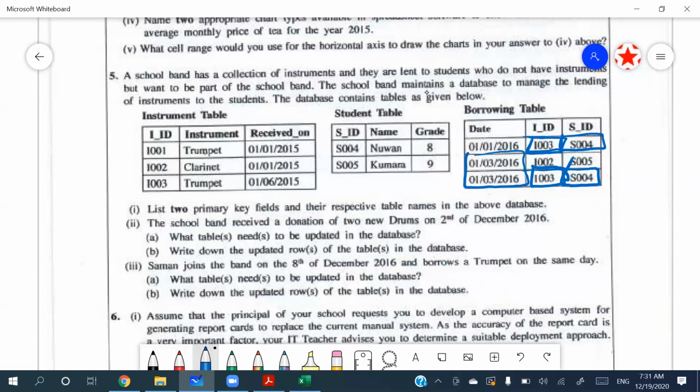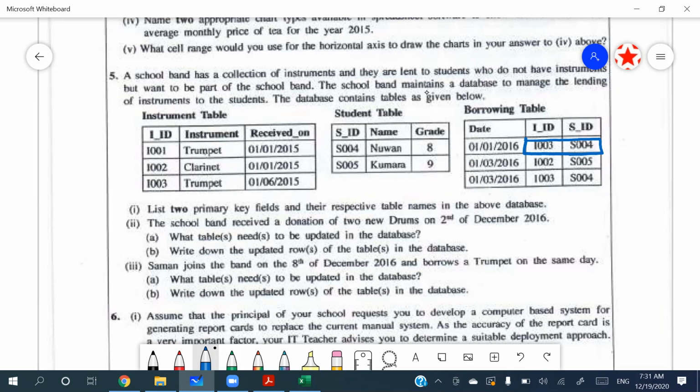Let's think about whether we can have SID and IID together. Here they have a very special scenario. Now, if you take IID and SID, now if you take this particular record, it's going to be 1003S004.